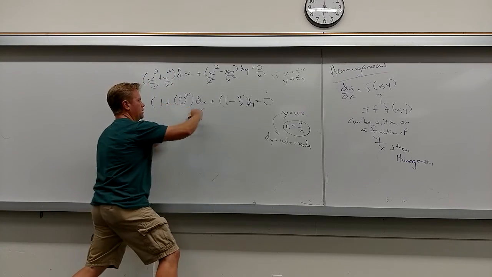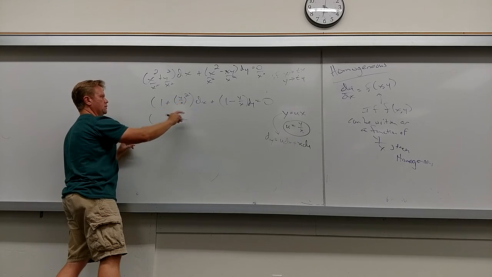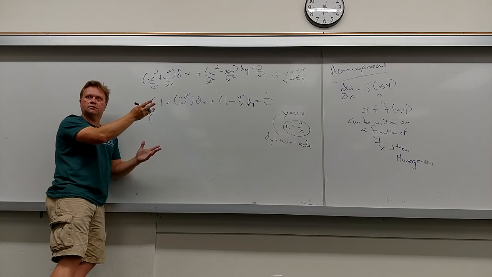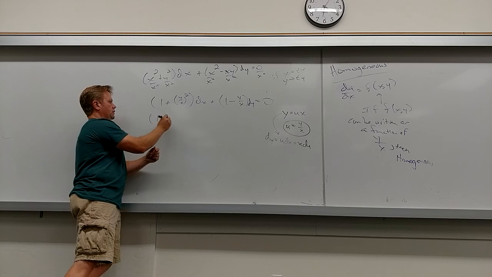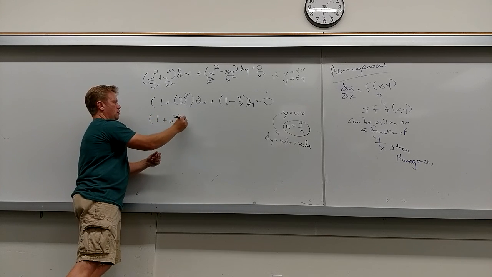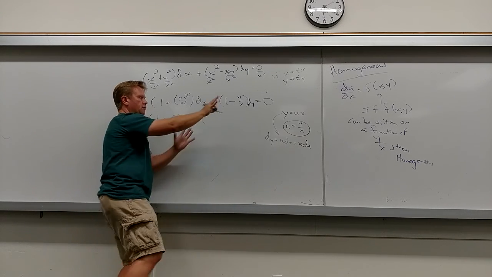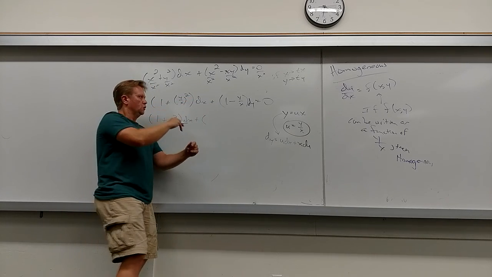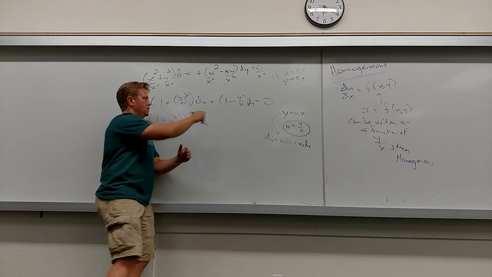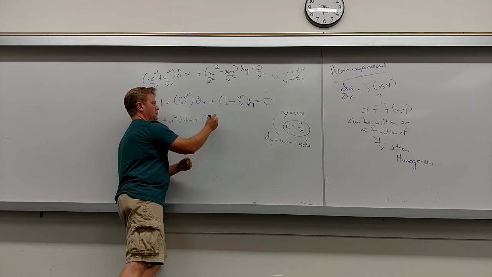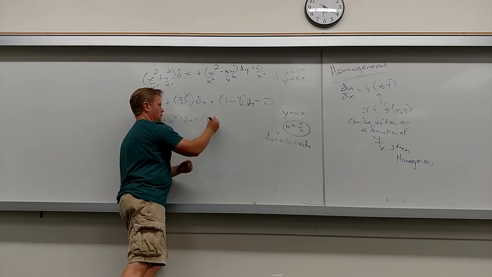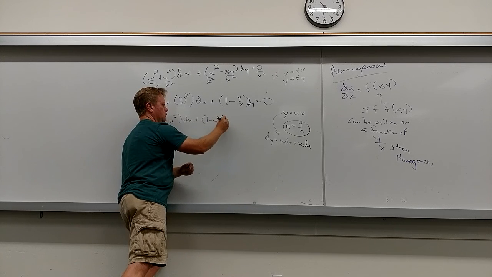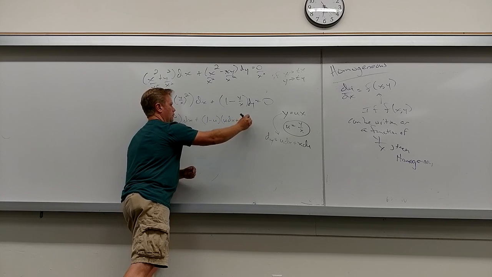So what does our equation become now? This part's easy, because dx is dx. So 1 plus u squared plus, now here's the part that you just have to deal with. You know there's going to be a trade-off here. We've got a FOIL. This will be 1 minus u. And then dy is u dx plus x du.